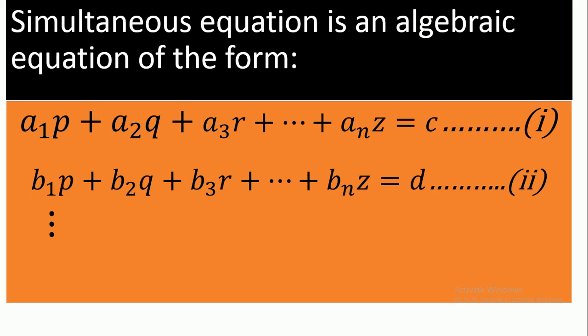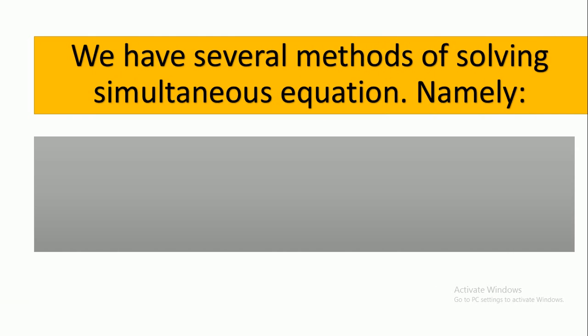So in this video we want to limit our explanation to simultaneous equation of two variables and two equations. So we can have more than two equations, as the case may be. You can have a situation of 3 variables and 3 equations, 4 variables and 4 equations, 7 variables and 7 equations. So now we have several methods of solving simultaneous equation.